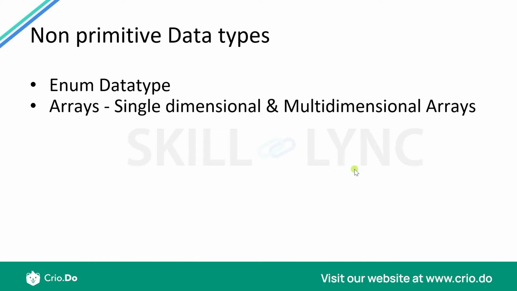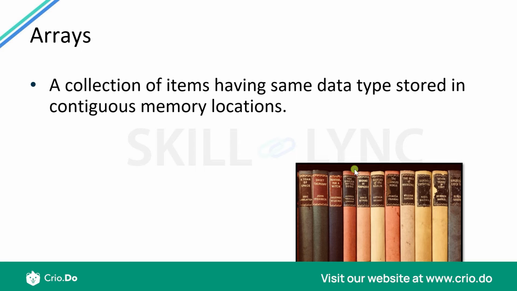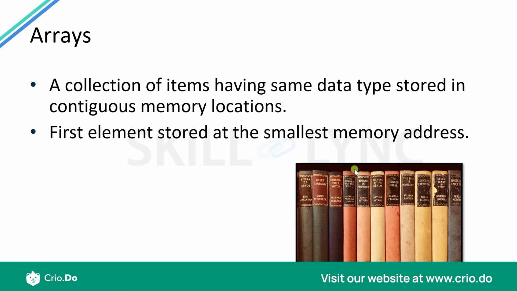The next data type is arrays. We have already seen single-dimension arrays, meaning one row of data of the same data type. We could also have multi-dimensional arrays. As I said, arrays are a collection of items having the same data type which are stored in contiguous memory locations. The first element is stored at the smallest memory address.